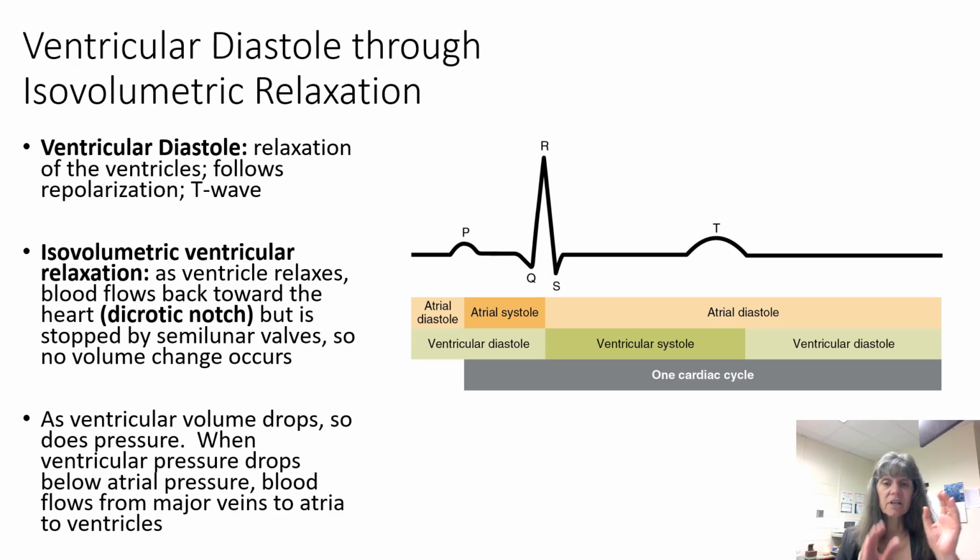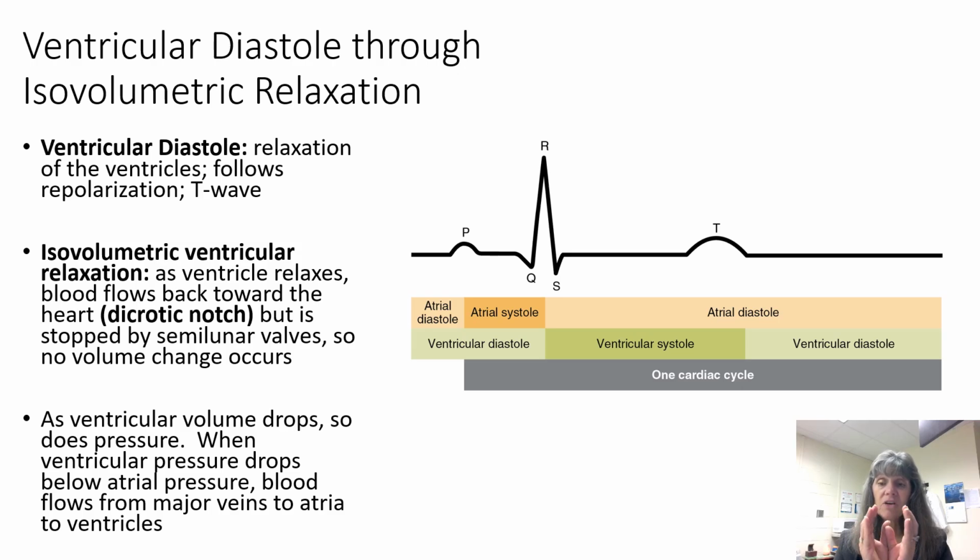After the ventricles have ejected their blood, they go into a relaxation phase. This is where we go into ventricular diastole, and this follows repolarization, which we see on the electrocardiogram as the T wave. After that isovolumetric contraction, we have ventricular relaxation as blood is flowing back toward the heart, but is stopped by the semilunar valves. We see a little pressure change that's referred to as the dicrotic notch. I'll show that to you in another graph. But that blood is stopped by the semilunar valves, so no volume is changing. We have isovolumetric contraction and isovolumetric ventricular relaxation.